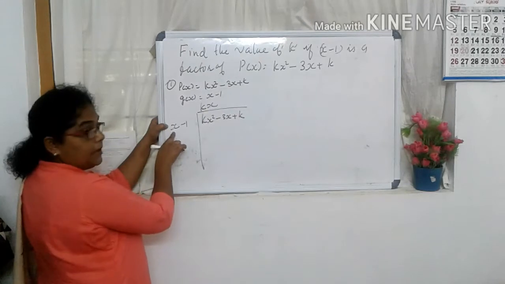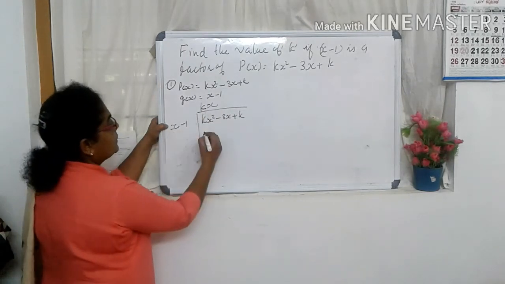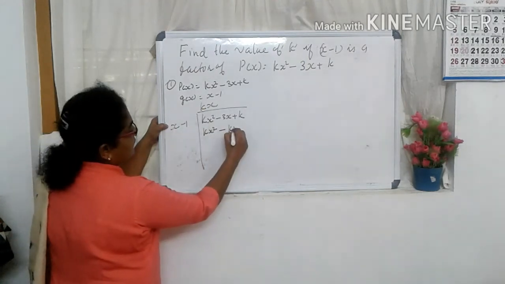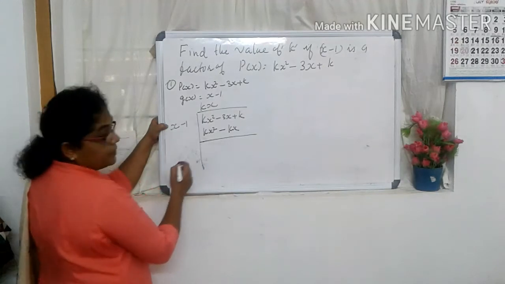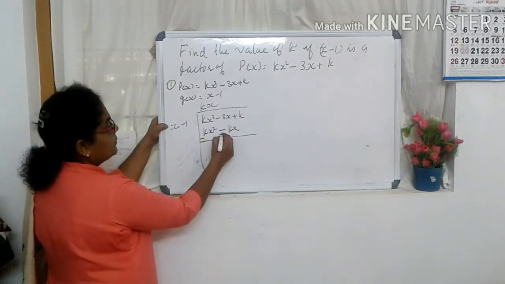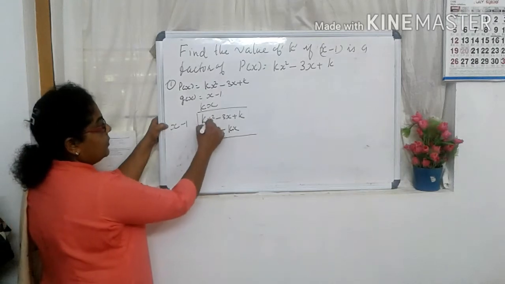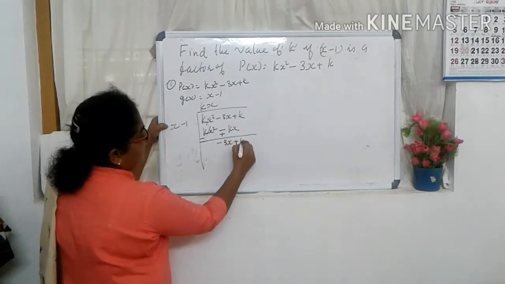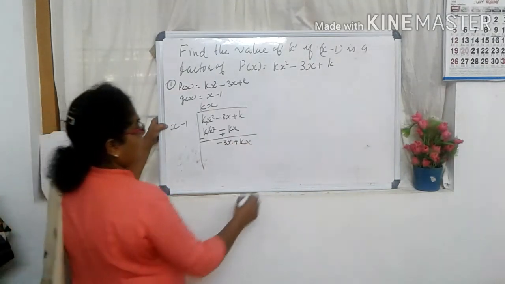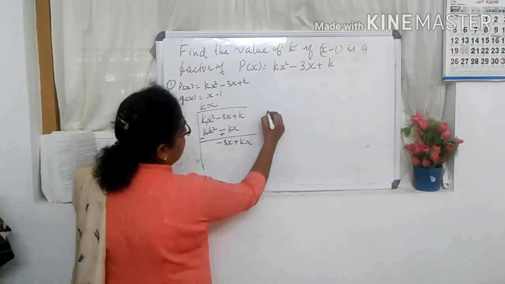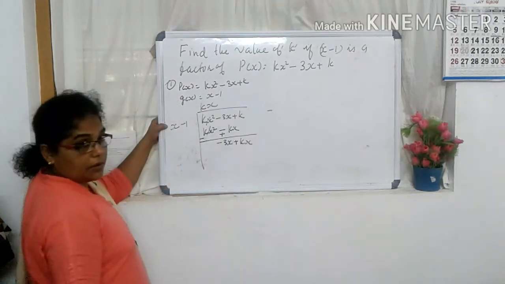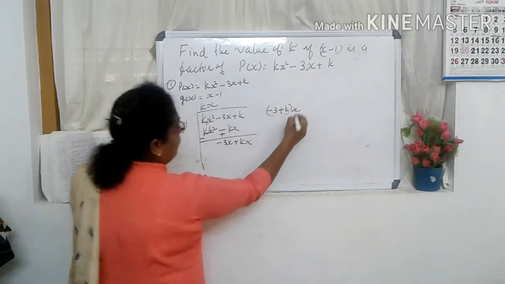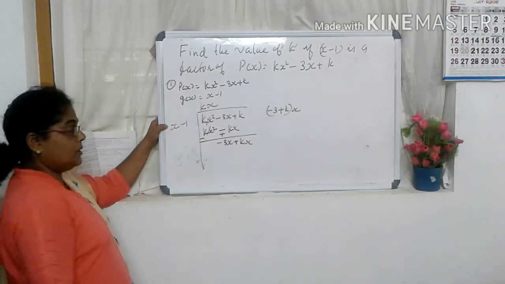Now kx should multiply here. So kx into x is kx square, minus kx into 1 is kx. Now what we have to do? Change the sign and add. This minus becomes plus, so kx square gets cancelled. This is minus 3x plus kx. How is it minus 3x plus kx? We can write x as the common factor. So we can write it as minus 3 plus k into x. We have taken the common factor outside.